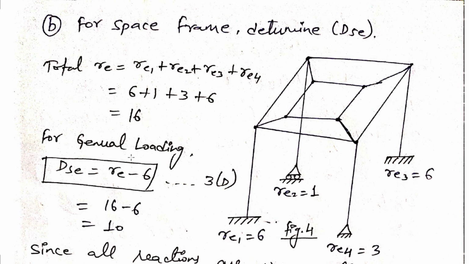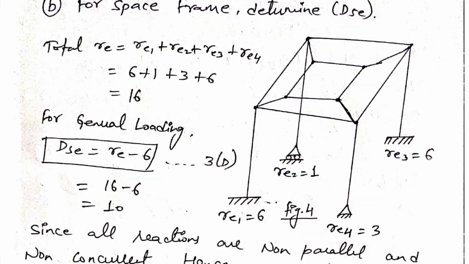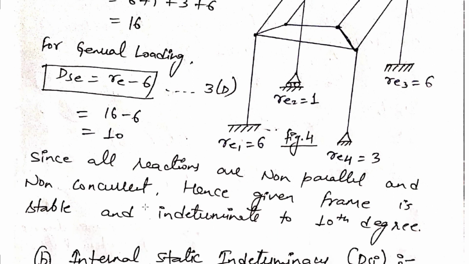For general loading, we are having a formula to calculate DSE: DSE is equal to Re minus 6. The Re value we have is 16, and 6 is the number of static equilibrium equations for a 3D frame. So 16 minus 6 is 10. Since all the reactions are non-parallel and non-concurrent, the given frame is stable. That's why this frame is stable and indeterminate to the 10th degree, because the DSE value is 10.